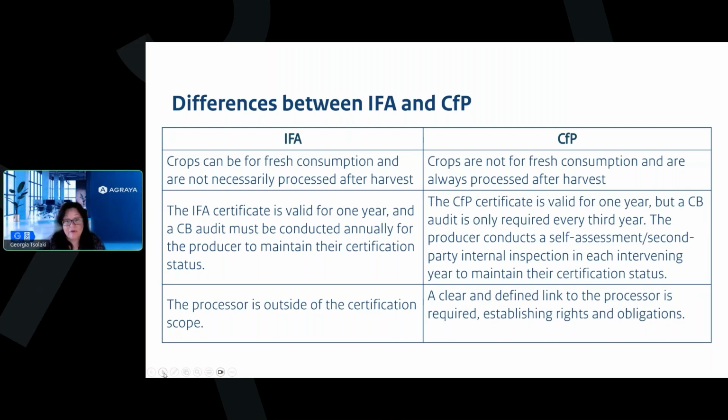The last very important difference between IFA and CFP is that the processor in IFA is outside of the standard of the certification scope. In CFP, the processor exists and shall have a contract with the producer, and the processor takes over certain responsibilities in regards to mitigate the food safety risks during the processing steps.